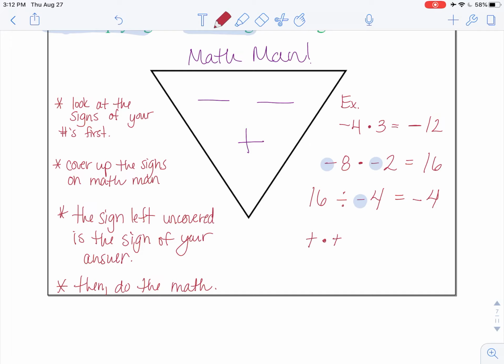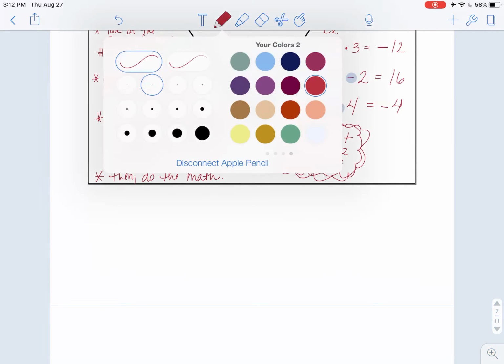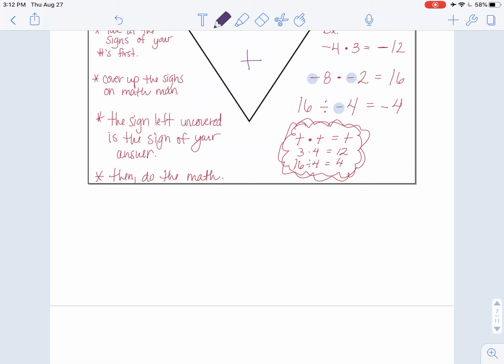All right, now, of course, this doesn't work with only positive numbers, because you already know that a positive times a positive is always going to be a positive. If I said 3 times 4, you wouldn't think twice about, oh, should that be negative or positive? If I said 16 divided by 4, again, you wouldn't think twice about, oh, is that positive or negative? So positive does not get included in MathMan because it doesn't need to be thought about. That's been something you've been doing forever.